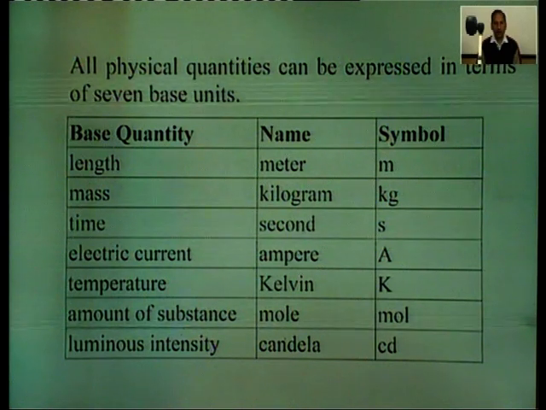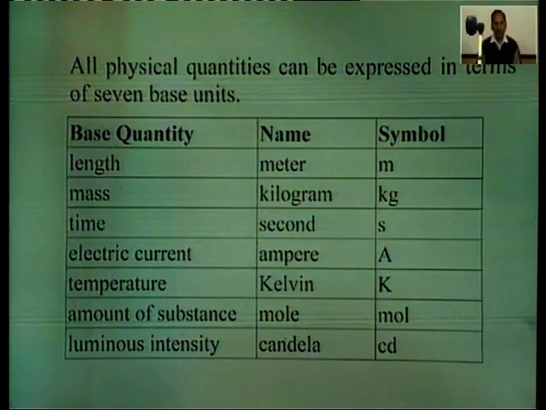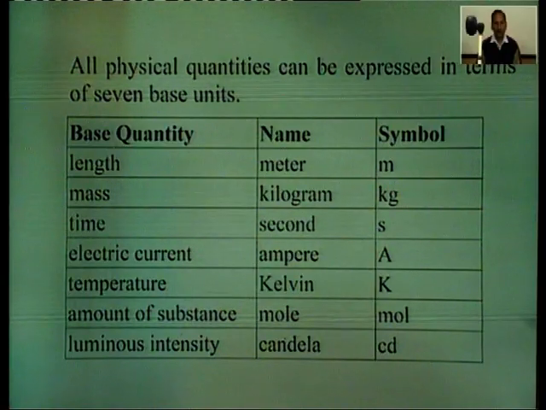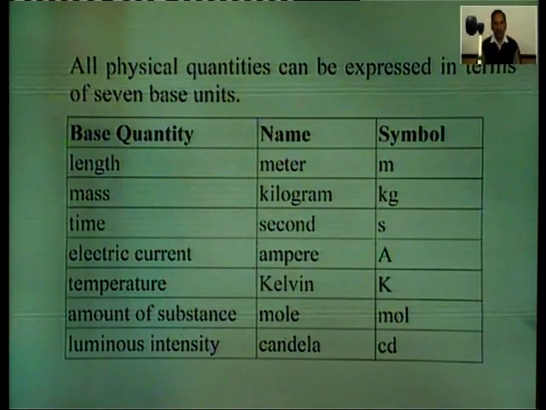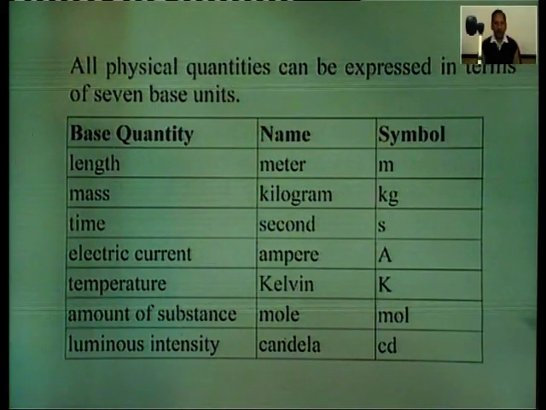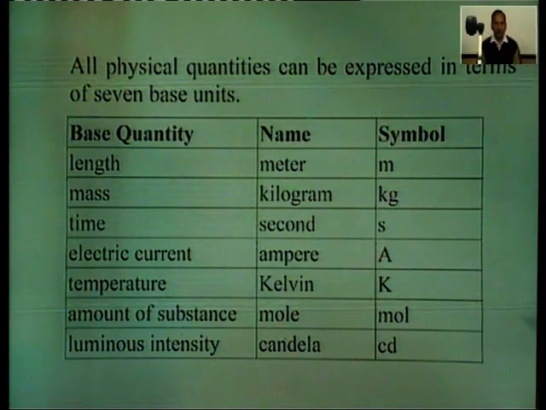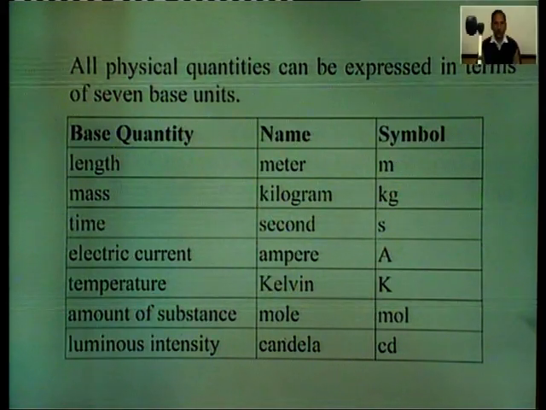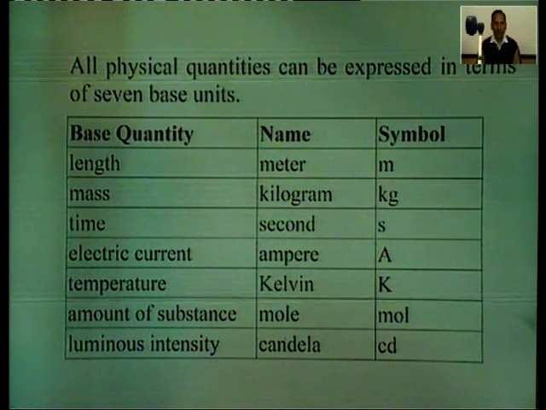Similarly, base quantity electric current, name is ampere, symbol is capital A. Base quantity temperature, name is Kelvin, and symbol used is capital K. Base quantity amount of substance, name is mole, and the symbol used is mol. Similarly, base quantity luminous intensity, name is candela, and the symbol used for candela is small cd.